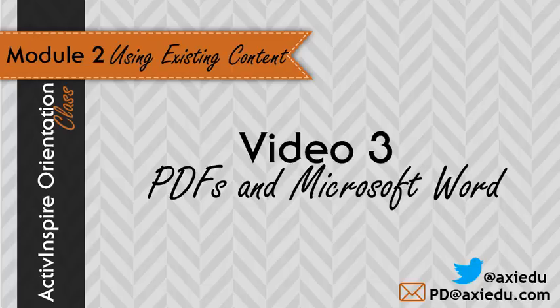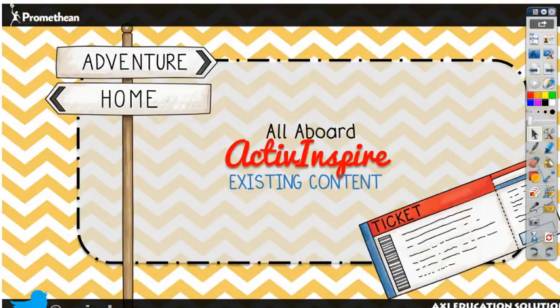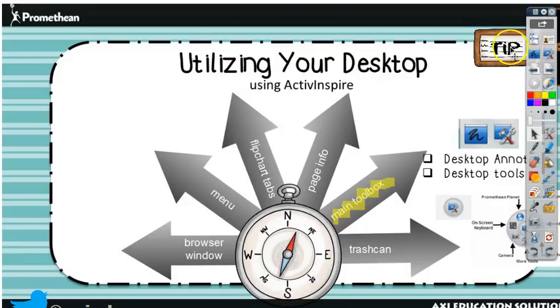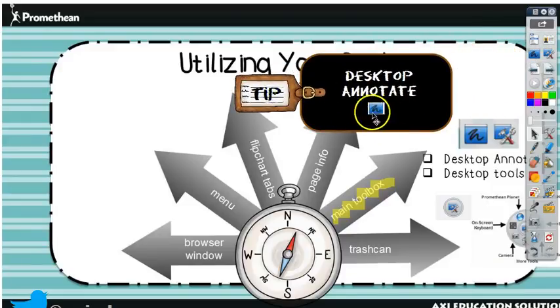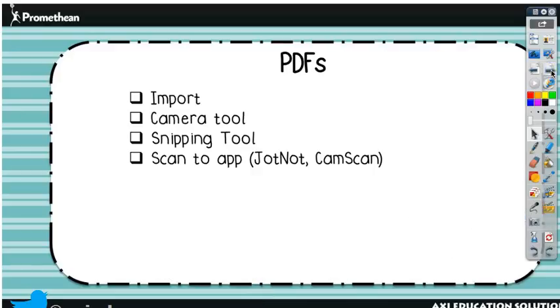You have now made it to the last video in Module 2 using existing content, in which we're going to take a look at PDFs in Microsoft Word. I have ActivInspire launched, and just a reminder, you can utilize your desktop using ActivInspire by using Desktop Annotate. That was covered in one of your previous videos. And we are now going to take a look at PDFs.